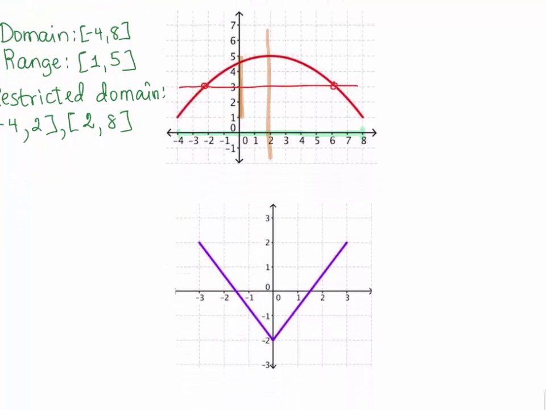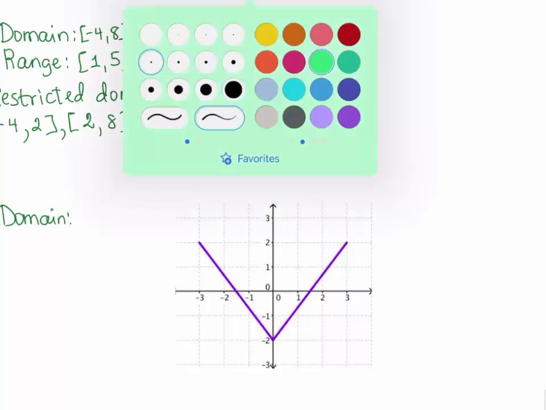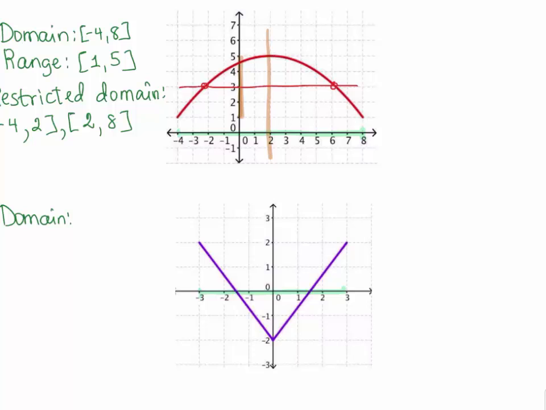What's happening here? What is our domain? The domain of this function, let me highlight this. We go from -3 to +3. What about range? Range is how high and how low my graph goes. We go from -2 to +2, so that's all of these y values. Is this function one-to-one? No, it does not pass the horizontal line test.